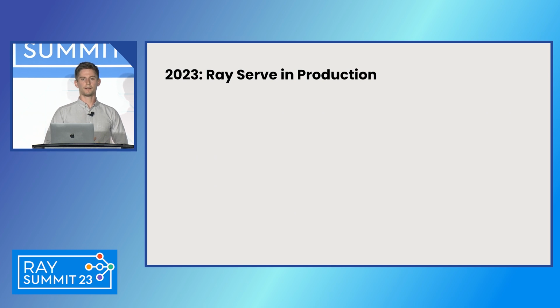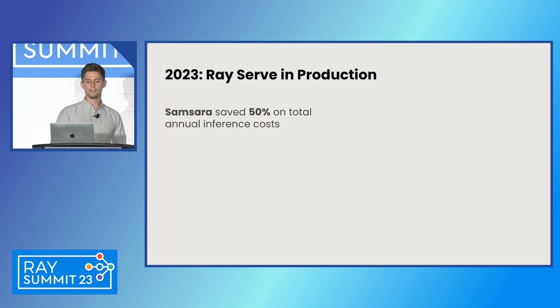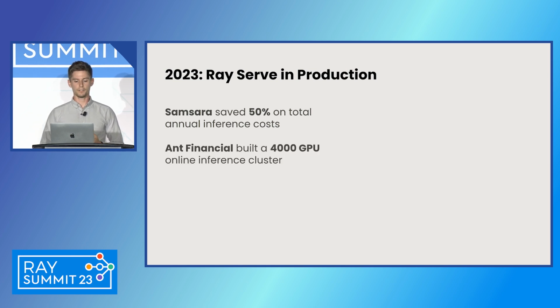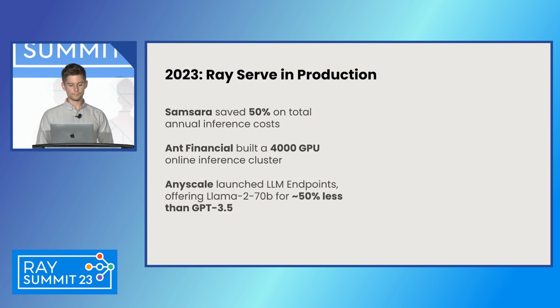And this hasn't just been the year of machine learning going to production. It's also been the year of Ray Serve going to production. So as I mentioned earlier, Samsara was able to save 50% on their total annual inference costs by migrating their platform to use Ray Serve. Ant Financial is also running a 4,000 GPU online inference cluster, the largest one in their company, on top of Ray Serve. And Anyscale was able to launch their LLM endpoint offering and offer state-of-the-art models for 50% less than OpenAI's GPT 3.5.